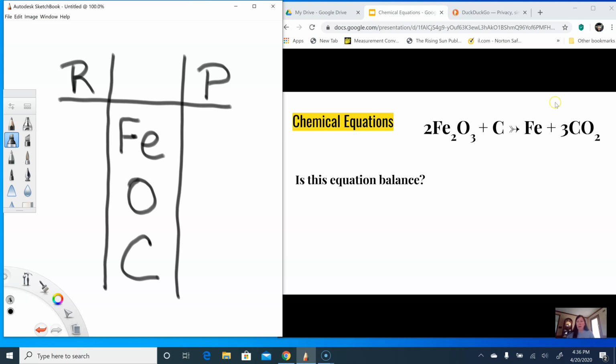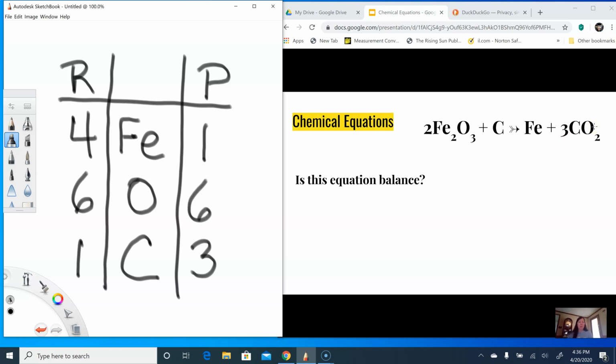So let's count our iron. Iron, 2 coefficient, 2 subscripts, so that makes 4. And oxygen, we've got a 2 coefficient, 3 subscript, that makes 6. And then over here, we've got this lonely carbon all by himself. Then when we get to the other side of the equation, the products, we have 1 iron. It looks like this coefficient of 3, we've got 3 carbon, and it looks like 3 times 2, 6.